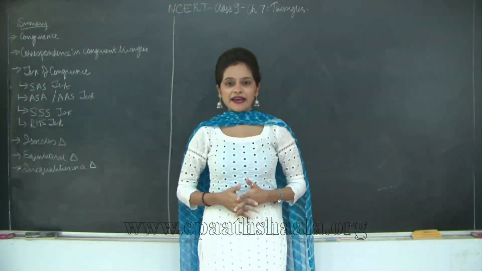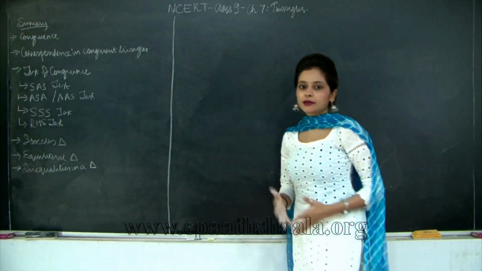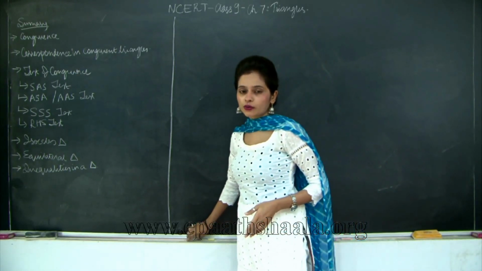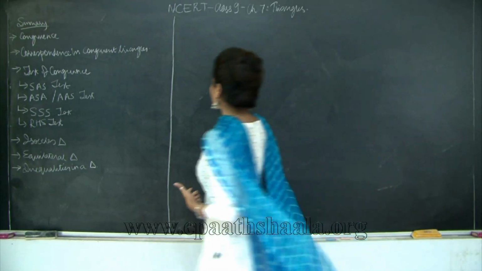Hello students, welcome back. Let's take a look at the summary of chapter 7, triangles. So the things that we learned, the first thing was congruence. Two or more things are said to be congruent if they are equal in both shape and size.